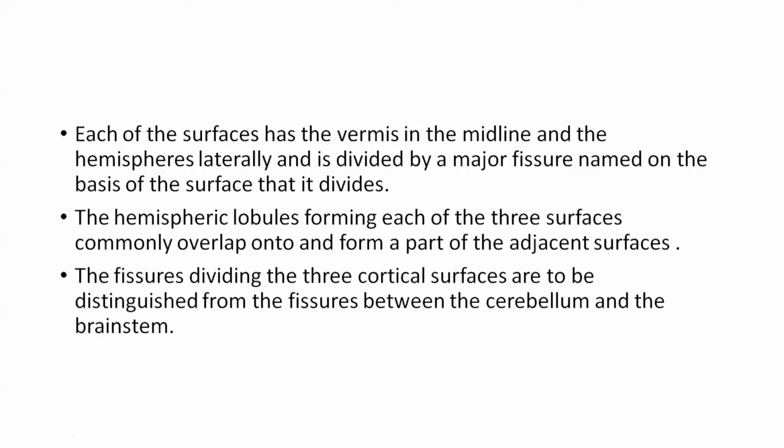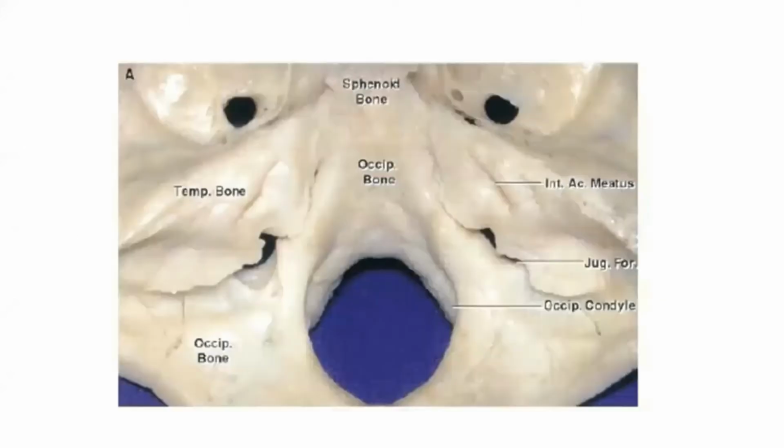Then the fissures which divide these three cortical surfaces are to be distinguished from the fissures which separate the cerebellum and the brainstem. The fissures which separate the cerebellum from the brainstem are three. One separates the cerebellum from the midbrain, the other separates it from the pons, and the third separates it from the medulla. These are named the cerebellomesencephalic, cerebellopontine, and cerebellomedullary fissures that we'll also be dealing with.